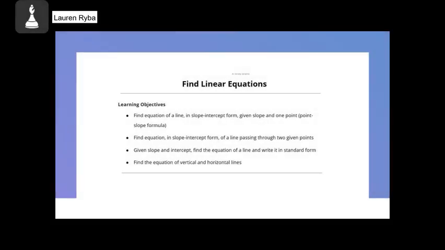The next part of this, we are going to find an equation using point slope form and getting it back into either slope intercept or standard form. We're going to find equations given 1 point and a slope, given 2 points, and we're also going to talk about horizontal and vertical line equations.